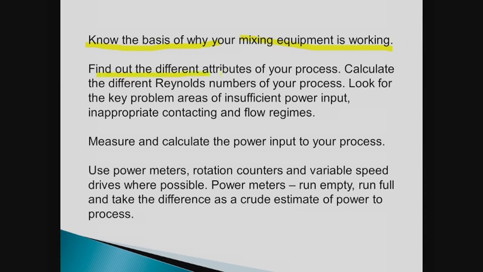All right. Find out the different attributes of your process. Calculate the different Reynolds numbers. Look for key problem areas: insignificant flow velocities, inappropriate contacting, inappropriate phase regimes. You should measure and calculate power input. You should use power meters, rotation counters, variable speed drives. When possible, with power meters, run on empty, run on full. Take the difference for a crude estimate of the power to the process.